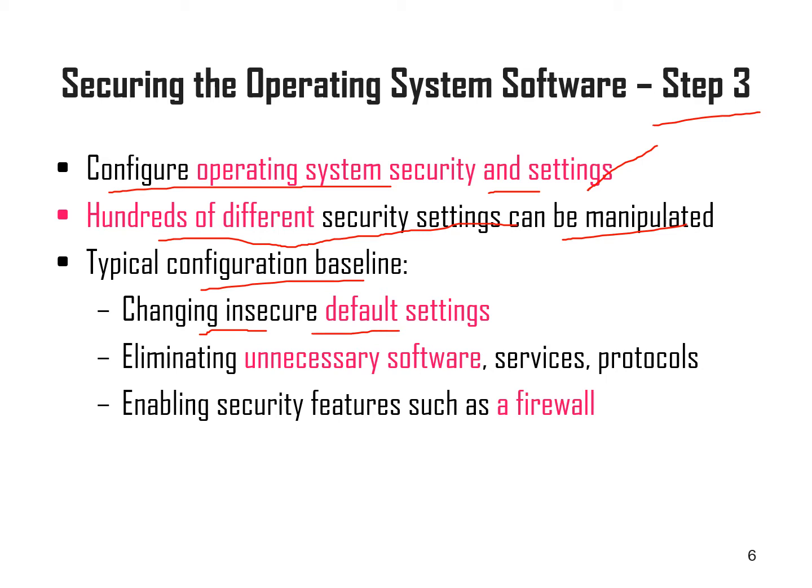So what are the configuration baselines? Changing the insecure default settings. This is a very important thing. Initially, when an operating system is installed in our system, it has its own insecure default settings, so we definitely have to change them. For example, in the browser, pop-ups may be allowed, so there we have to block the pop-ups. Or, for example, any user can get into the systems.